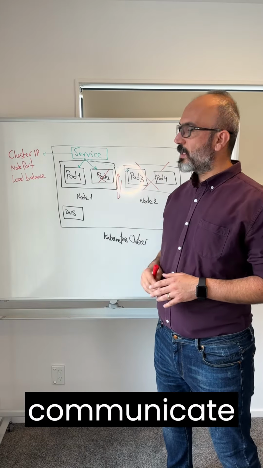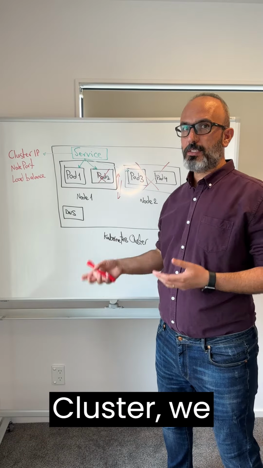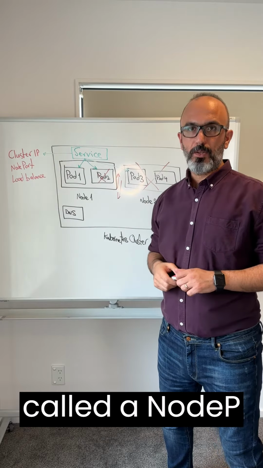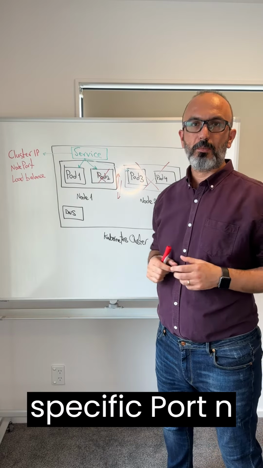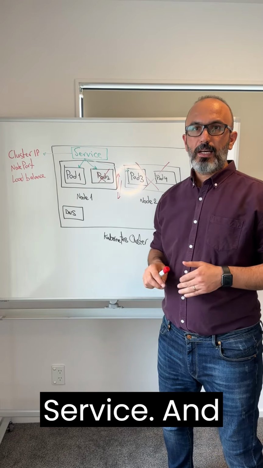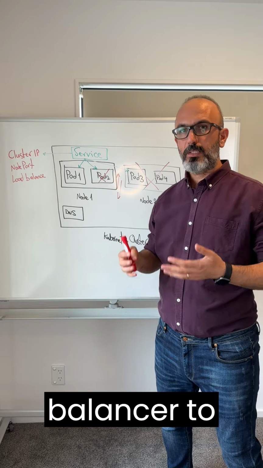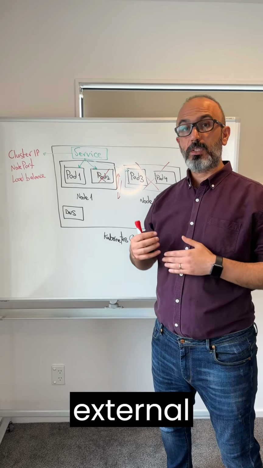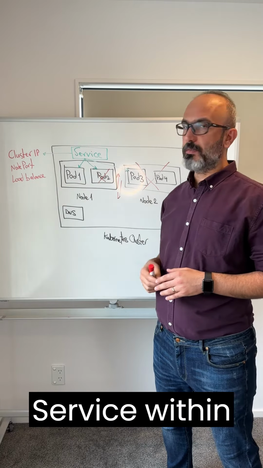And if we want to communicate with the service from outside the cluster, we use what is called a node port, where we assign a specific port number to our service. And we use what is called a load balancer to allow external traffic to reach our service within the pod.